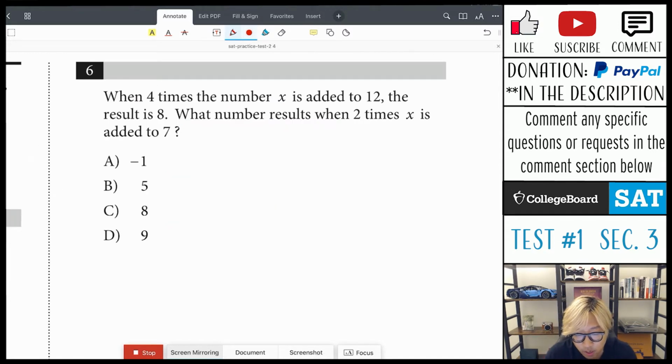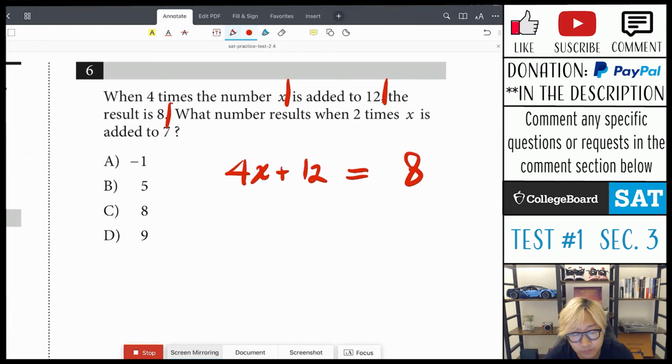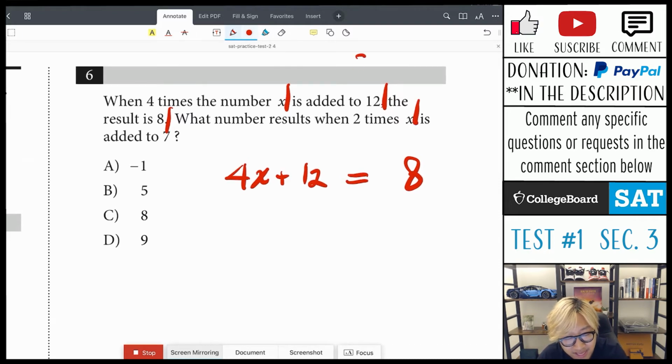Number 6, when 4 times the number X, so 4X, is added to 12, the result is 8. What number results when 2 times X is added to 7, so plus 7? Let's go ahead and solve this.